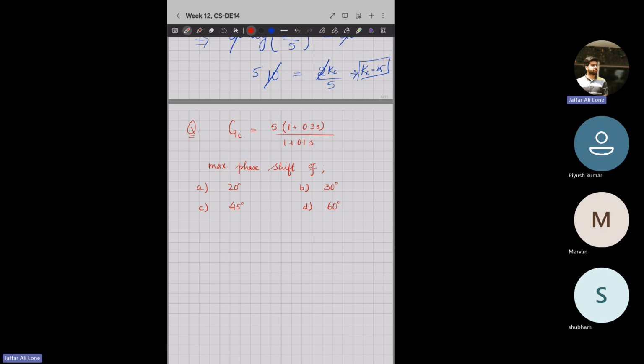That angle will be maximum at omega m, right? So we'll find the frequency at which the lead is maximum. That is given by the geometric mean. So we'll find omega m, then put the value of omega, evaluate the tan inverse, and you'll get the answer, right? So you just have to remember one formula.